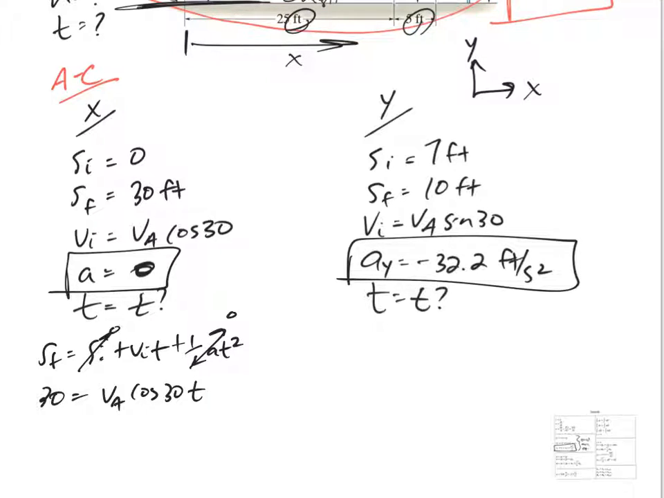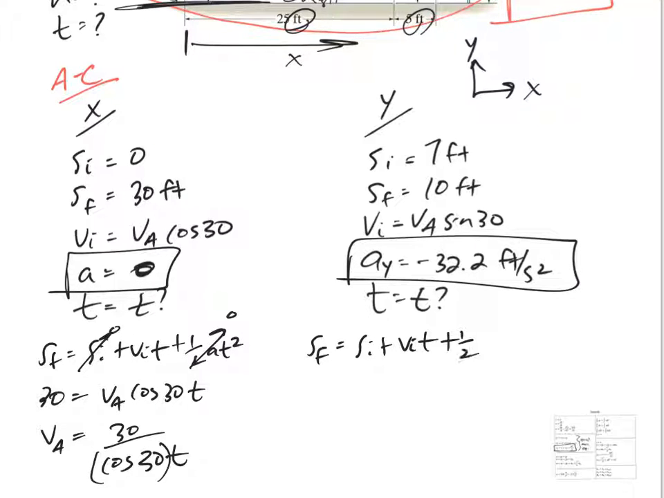Can't really solve for that, but maybe I can do a little bit of math and rewrite that as much as I can. I'm going to write one variable in terms of the other. V_A is equal to 30 over cosine 30 times t. All right, let me go to the y direction. The y direction, S_F equals S_I plus V_i t plus 1/2 a t squared.